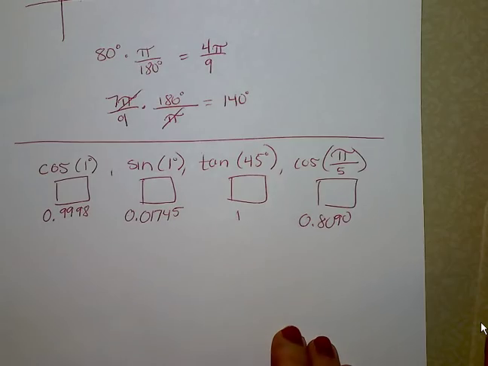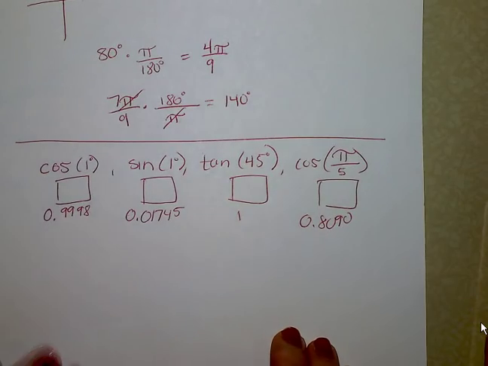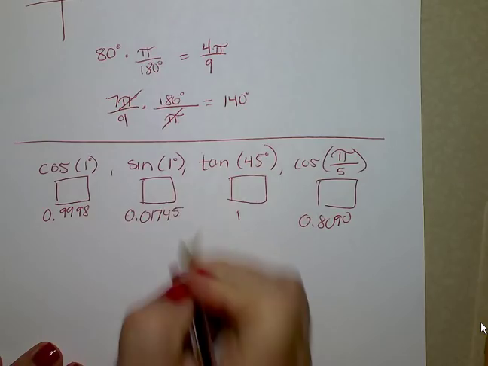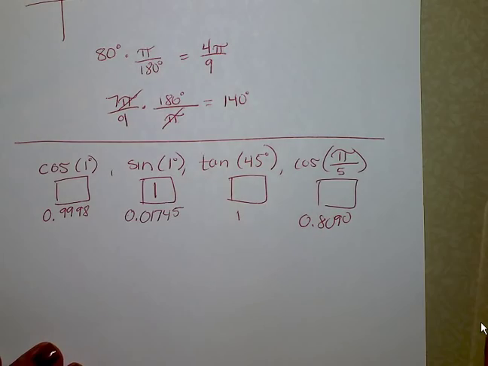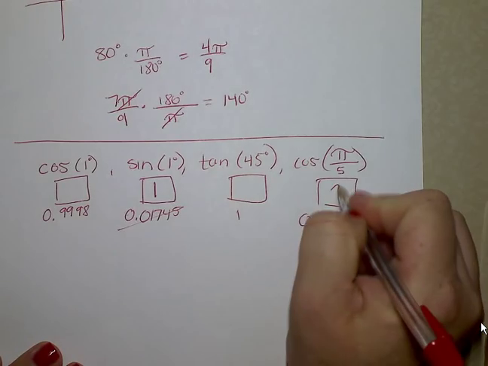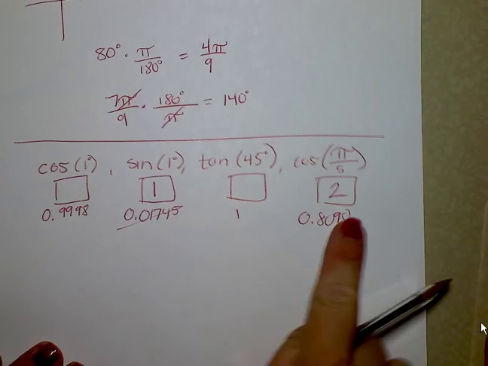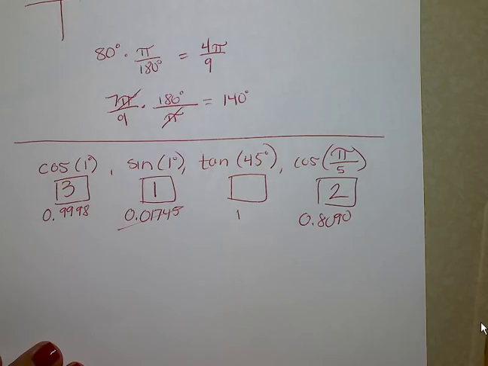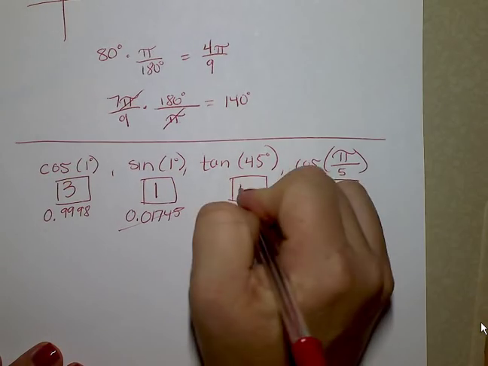So of all of these, which one is the smallest, the least value? Sine of 1 degree. So I've got that done. Then it goes to cosine of pi over 5. Then to the cosine of 1 degree, and the tangent of 45 degrees.